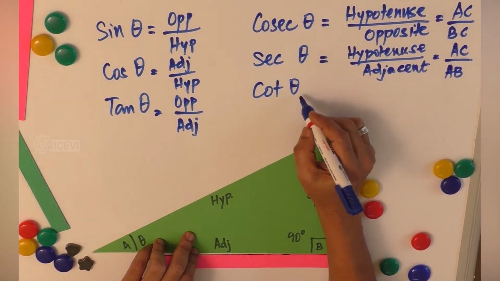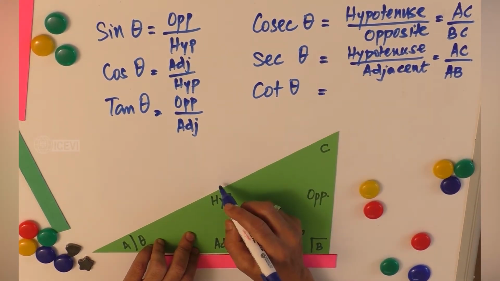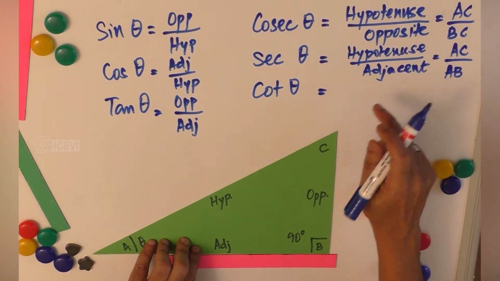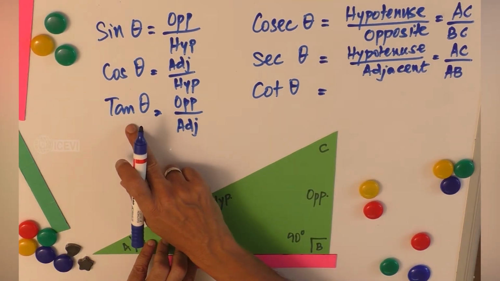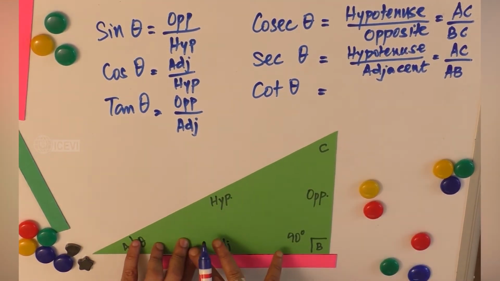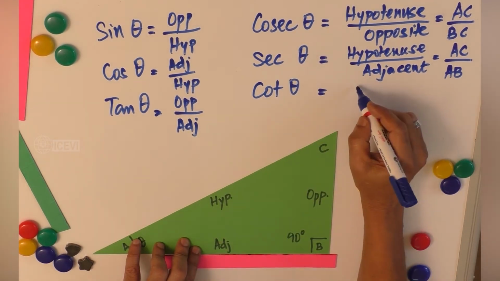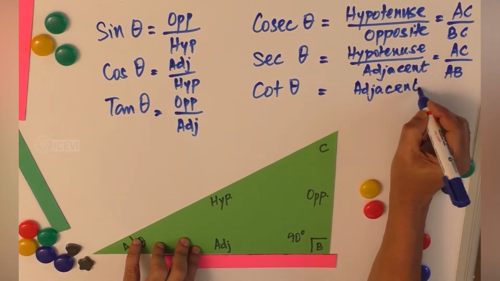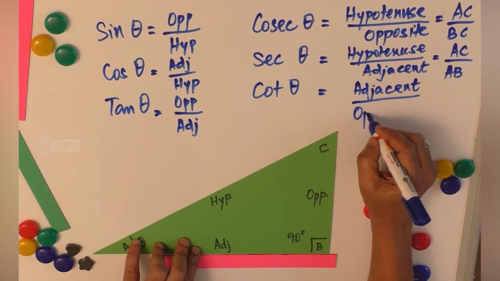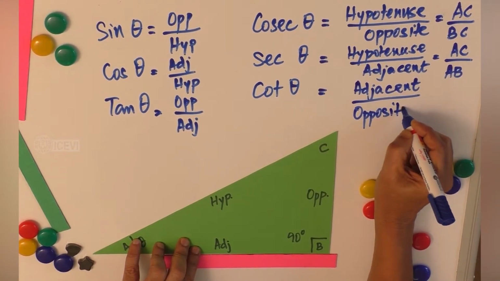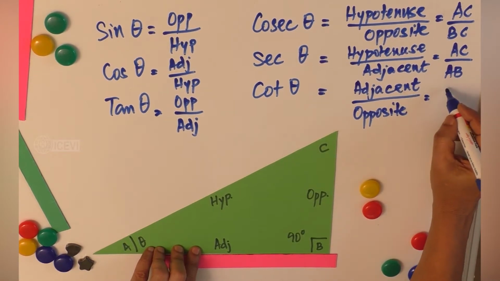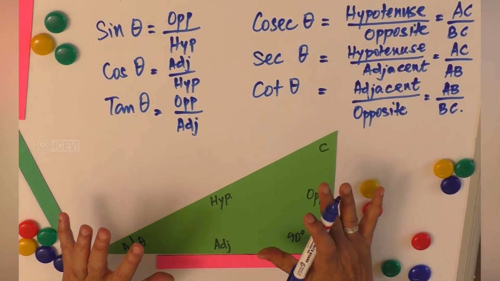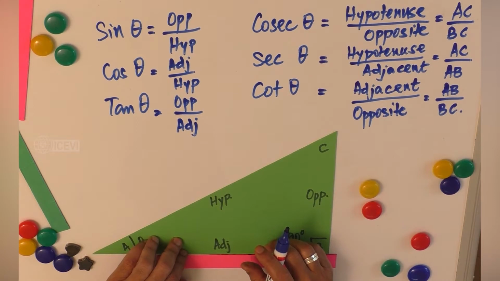Now we have to see the other combination. The only combination left in this triangle is the opposite and adjacent. In the case of tan theta, it is opposite by adjacent. In the case of cot theta, it is adjacent by opposite. So here it is AB divided by BC. These 6 ratios are called the trigonometric ratios.